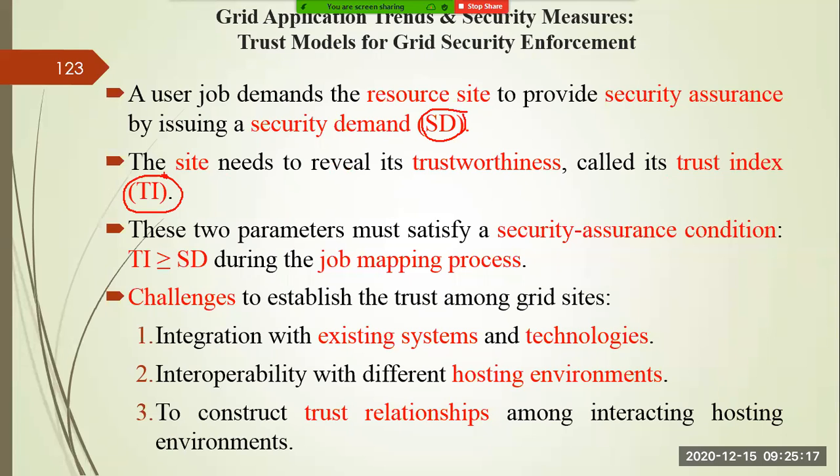So the user is sending the job to the resource site or demanding of the resource site, which is represented by security demand. By specifying the security demand, the user is submitting the job. The resource site is providing the trust index. In order to satisfy the security assurance condition, TI should be greater than SD. Suppose the requirement is 0.7 and your site is 0.8, then this condition will be satisfied. Otherwise, your security demand will not be fulfilled by that particular site.